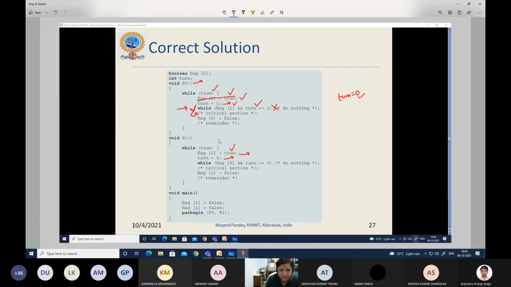If P naught is in its critical section and a switch is there, while flag 0 equal to true, yes, flag 0 equal to true, and turn equal to 0, turn equal to 0, do nothing. P1 is blocked here. So P1 will keep on coming and checking it. Later on, flag 0 would be false. And then if a switch is made, again come here, flag 0 is false and turn equal to 0. This condition is not satisfied. P1 can enter critical section, and so on and so forth. So this is the correct solution. Any comments?